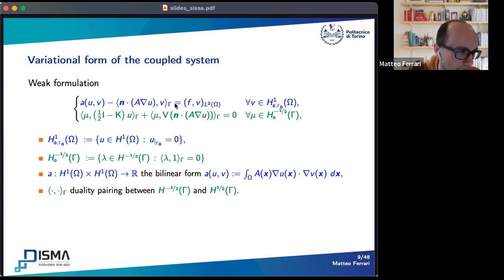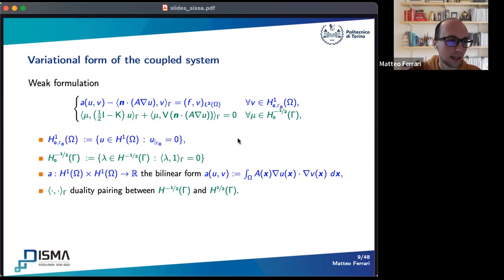We integrate by parts and we have something like this. This is just for the notation. A(u,v) for me is the bilinear form associated to the divergence of A grad, and these brackets are the duality pairing between H^{-1/2} and H^{1/2}. For the boundary integral equation, we simply test it with a function in H_0^{-1/2}, the subspace of H^{-1/2} with zero average on gamma. I will specify in a moment why we need this space.